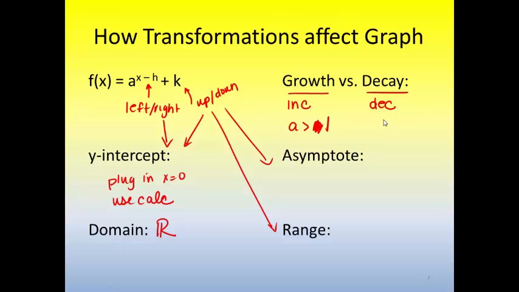We saw the decay, the values getting smaller, when my base was between 0 and 1. I say between 0 and 1 because my base will never be negative, but I want to keep it less than 1. In other words, I want to keep it a fraction that's between 0 and 1. I don't want to just generally say fraction, because the fraction could be 3/2, but 3/2 would be growth, but 1/2 would be decay. So that also affects the shape of my graph.